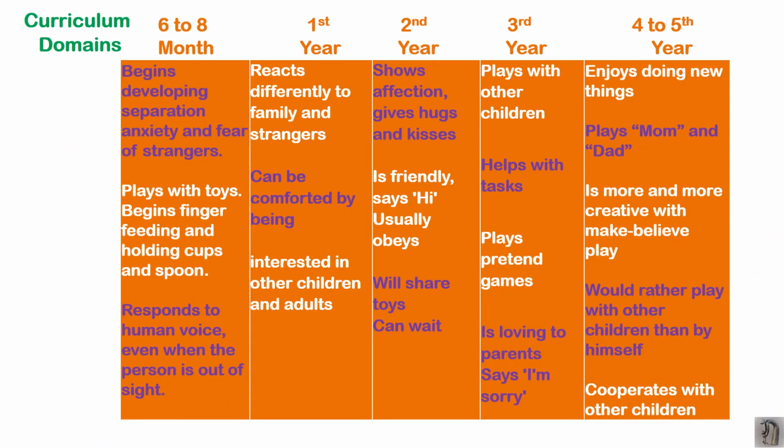Other two domains. So this is your social and emotional domains. So this is how it develops. For example, 6 to 8 months begins developing separation anxiety and fear of strangers. That fearfulness will try to go. And when the child reaches the first year, they react differently to the family and the strangers.